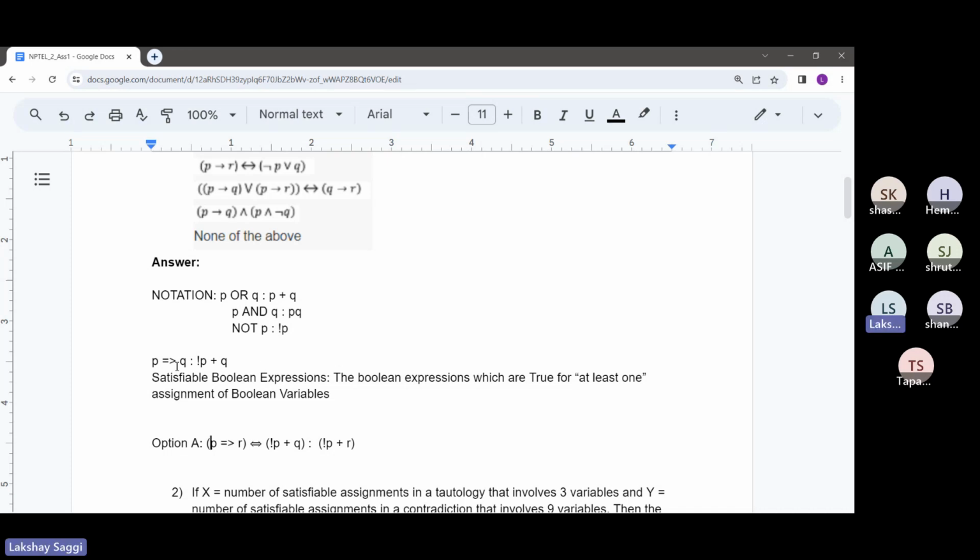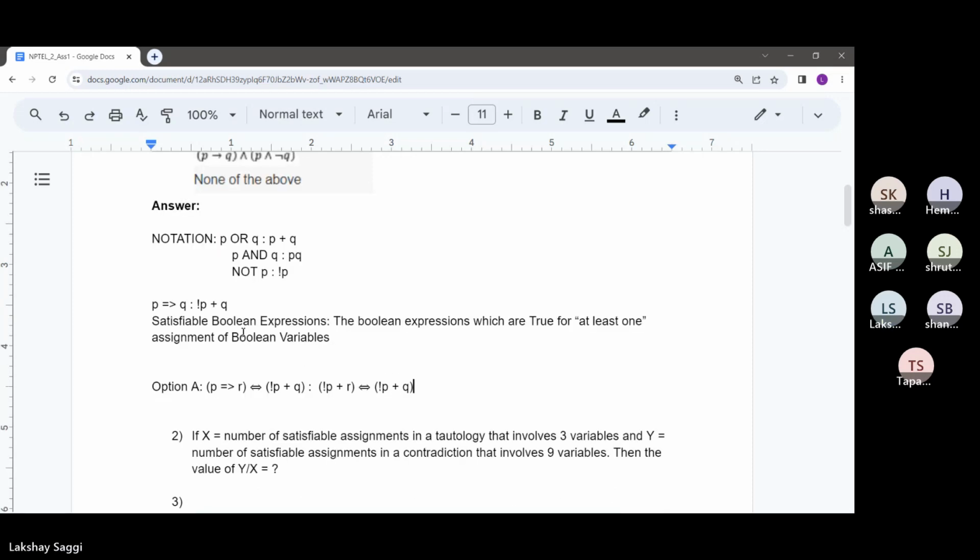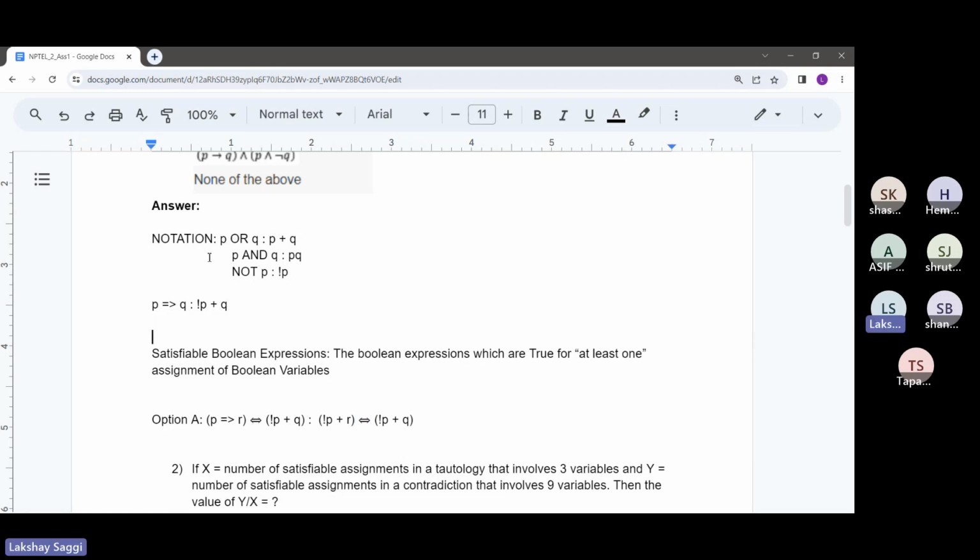I've just written this P implies R as not P plus R, and then the if and only if, not P plus Q. So this is something which I arrive at, and this if and only if expression, you guys must know that P if and only if Q is actually equivalent to P implies Q. So this is sort of a bit of a revision also for you guys.